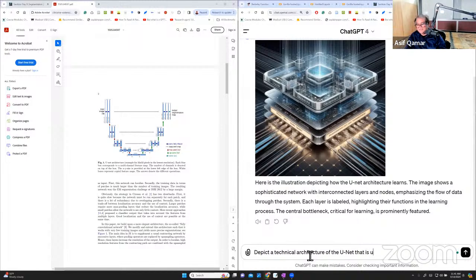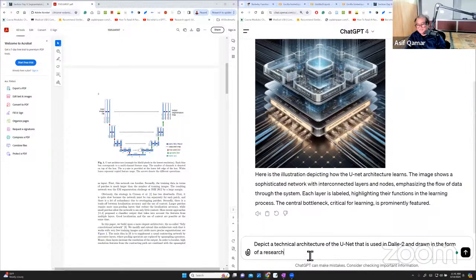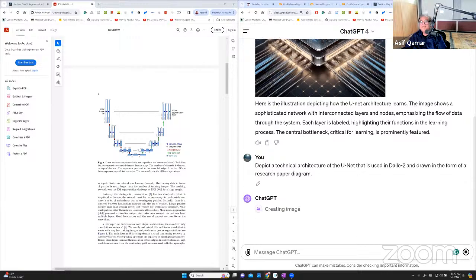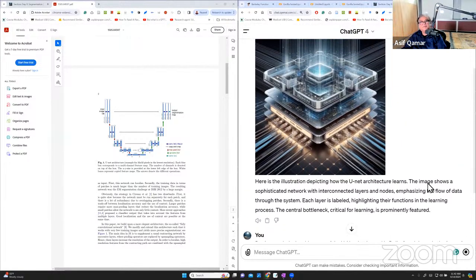that is used in DALL-E, and drawn in the form of a research paper diagram. All right, since you guys are up to it, okay, maybe AIs are ready to take over.